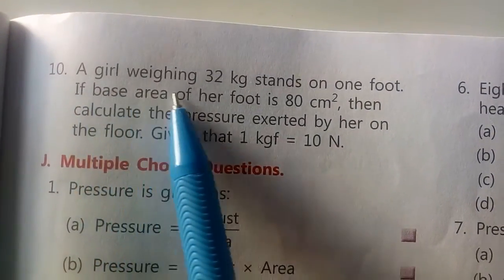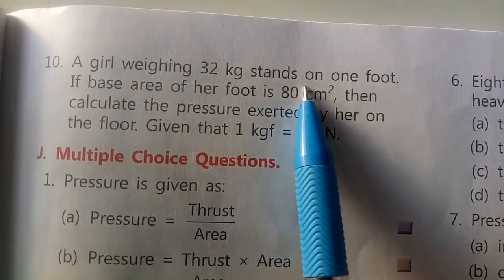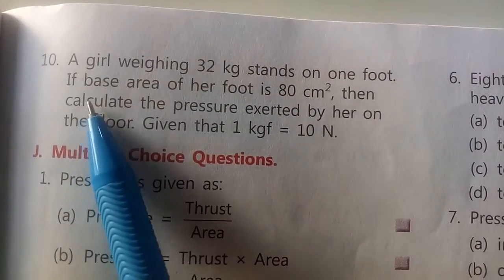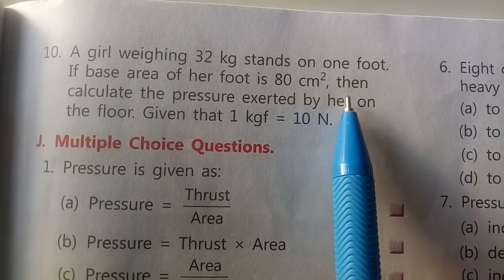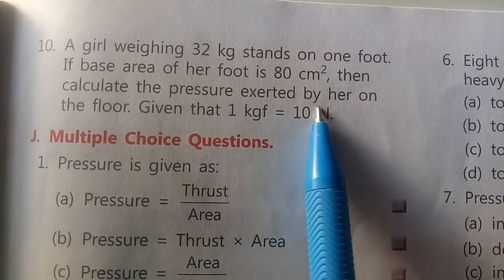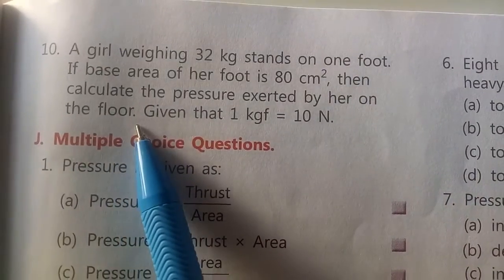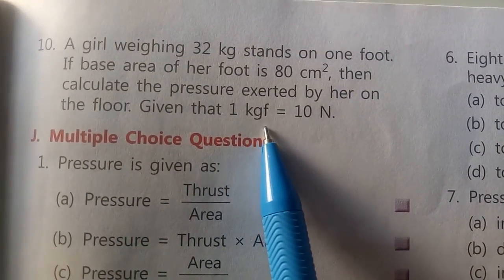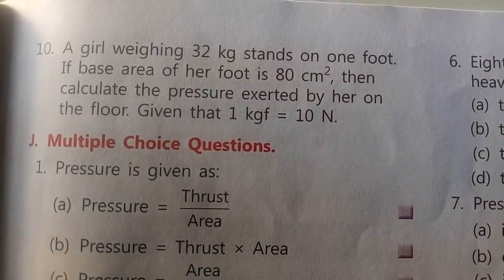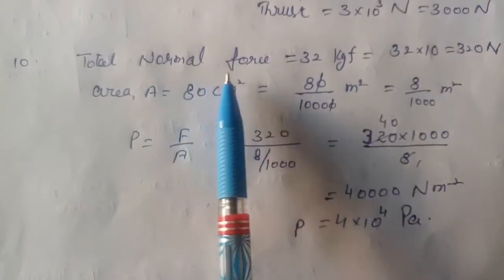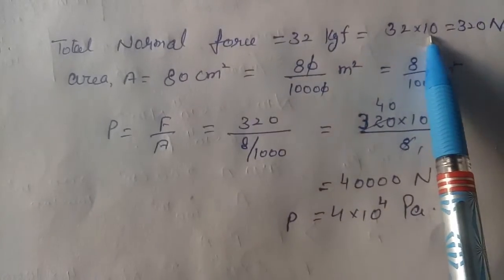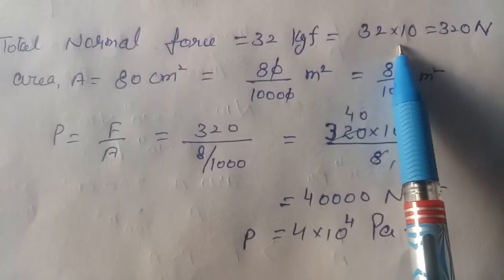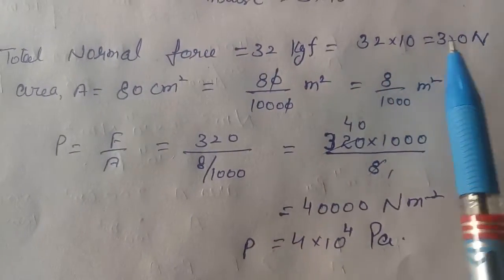Numerical number 10, a girl weighing 32 kilograms stands on 1 foot. If base area of her foot is 80 centimeter square, then calculate the pressure exerted by her on the floor, given that 1 kilogram force equal to 10 Newton. So total normal force given is 32 kilogram force and 1 kilogram force equal to 10 Newton. So 32 multiply 10 equal to 320 Newton.